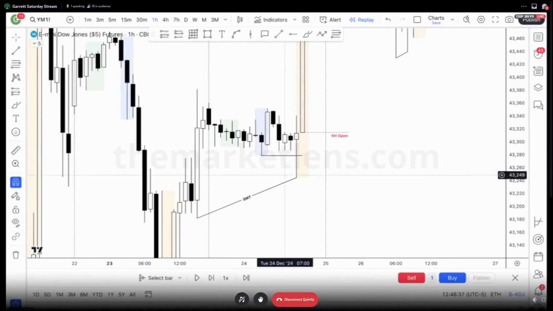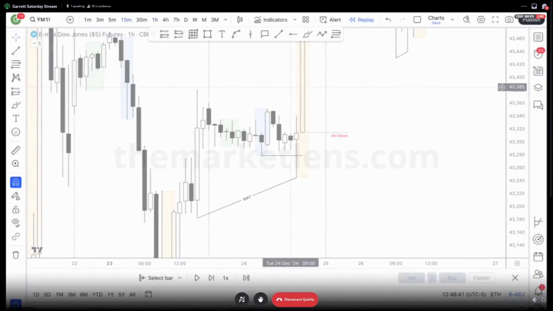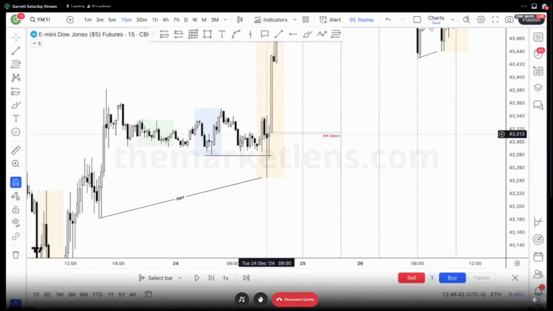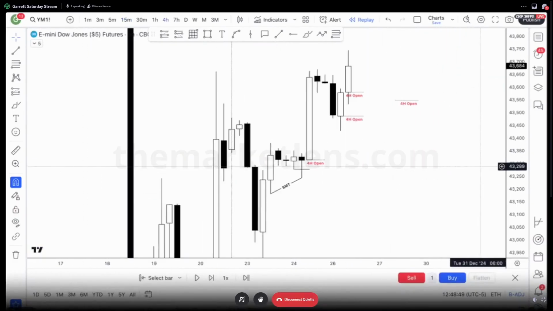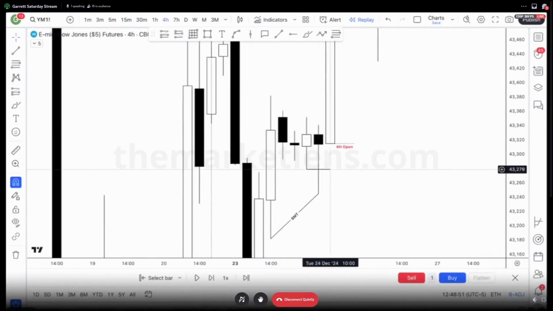So when we manipulate the other side of that range and then pair it with the SMT, I look at 9:30 here, pair that with the driver. So 9:30 manipulates. We expect 10 a.m. to distribute. So the 6 a.m. candle forms the low of the day. What I expect 10 a.m.